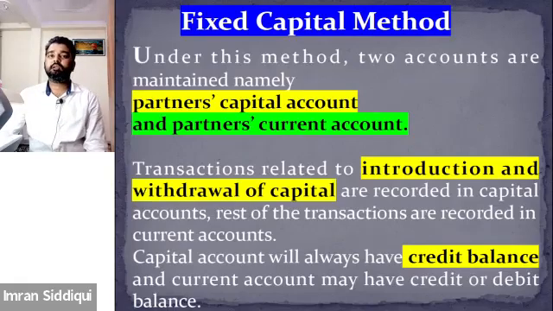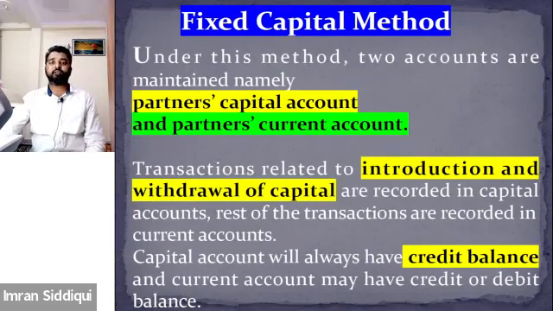As far as the fixed capital method is concerned, under this method we need to open two different accounts. One is the partner's capital account, and then there will be the partner's current account.